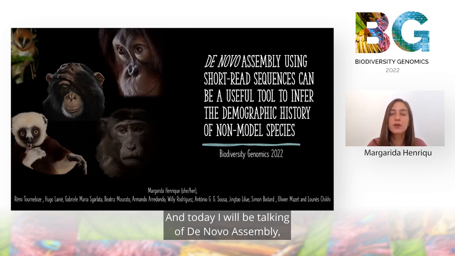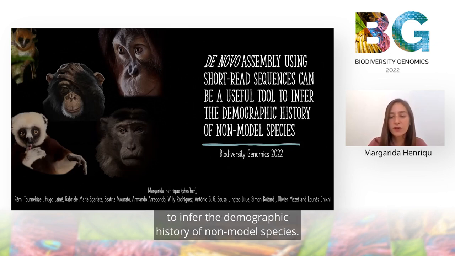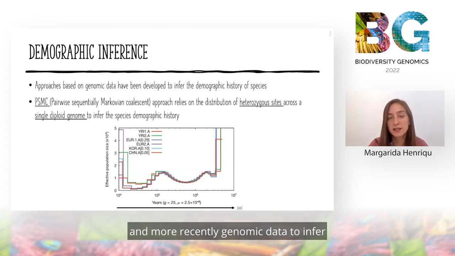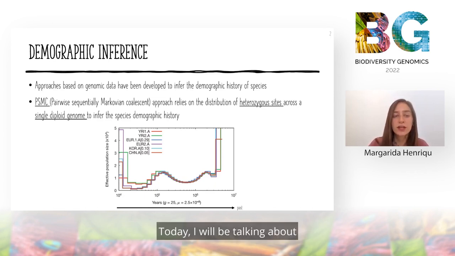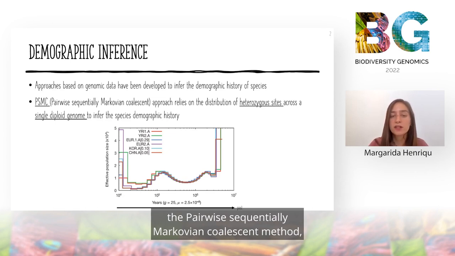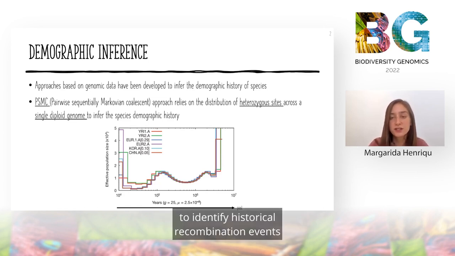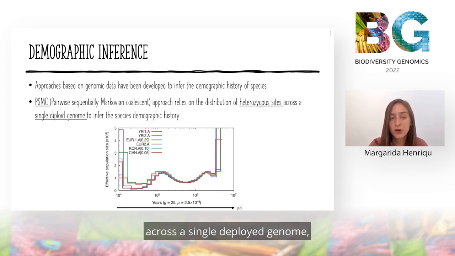And today I will be talking about how de novo assembly using short read sequences can be a useful tool to infer demographic history of non-model species. There's a wide range of approaches based on genetic and more recently genomic data to infer species demographic history. Today, I will be talking about the pairwise sequentially Markovian coalescent method, which relies on the distribution of heterozygous sites to identify historical recombination events across a single diploid genome to infer the species demographic history.